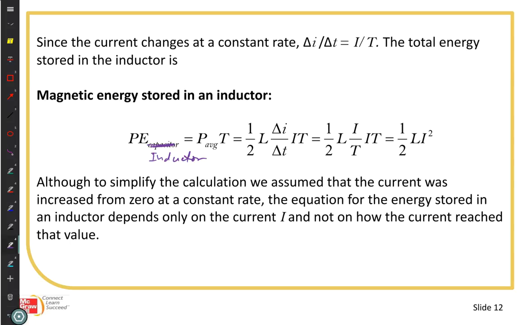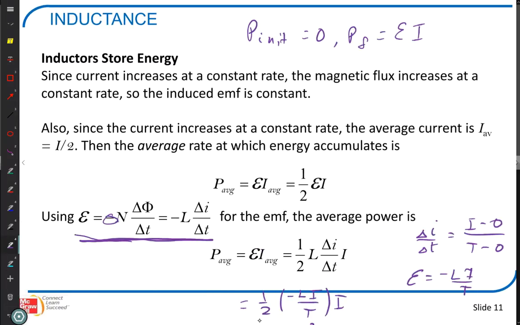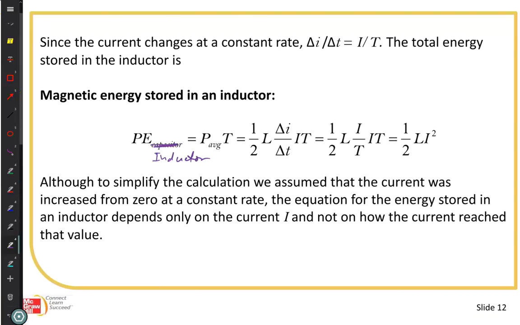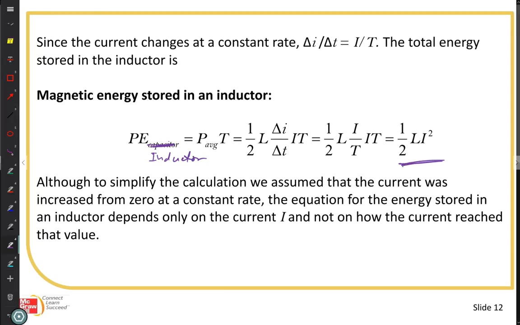So the potential energy is going to be the average power multiplied by the time that I had this power being stored, so that's just multiplying by T. So I had 1/2 L I squared over T multiplied by T. And we see that gives us the potential energy stored: 1/2 the inductance times the current squared. That's very similar to what we found for the capacitor. The potential energy stored in a capacitor was equal to 1/2 C V squared.